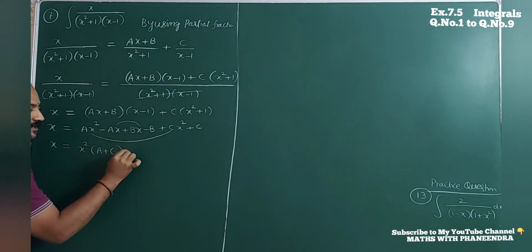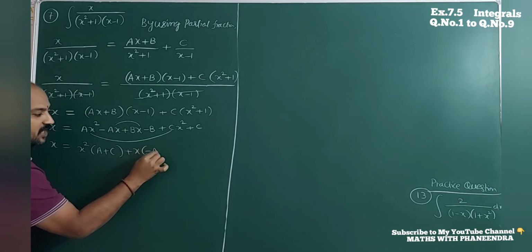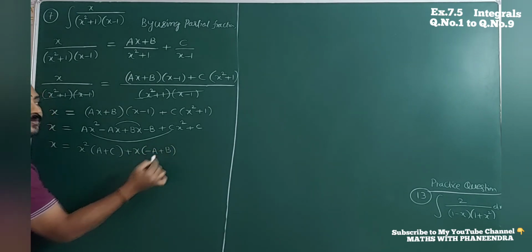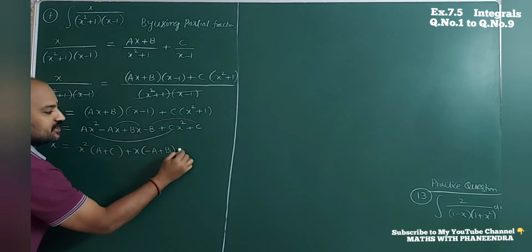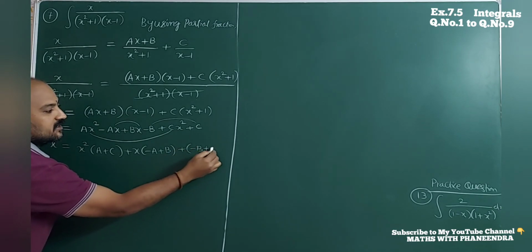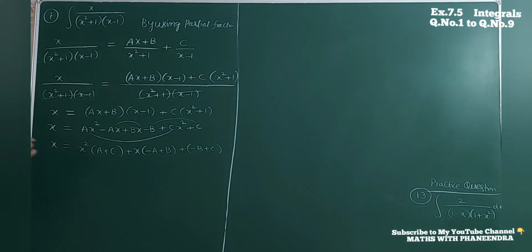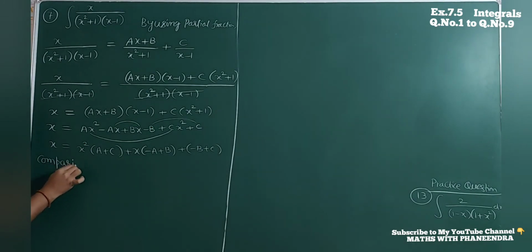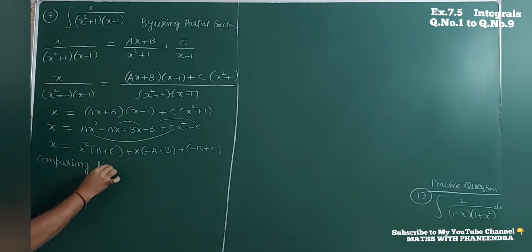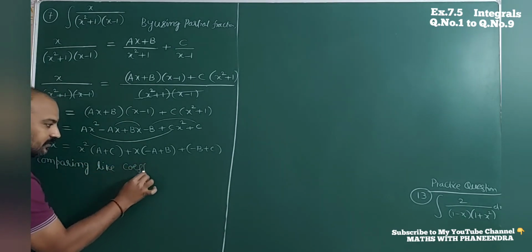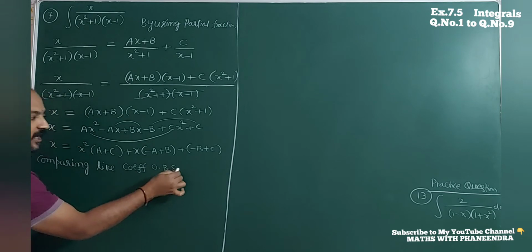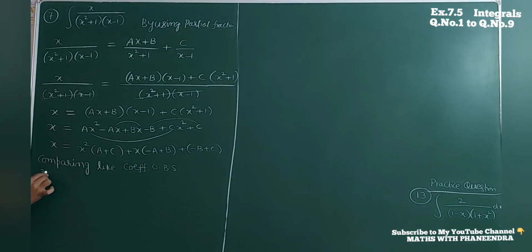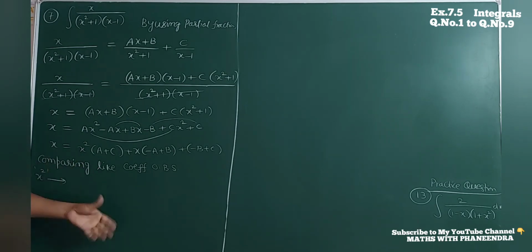From these two, x take common, minus a plus b. From these two constants, minus b plus c. Comparing like coefficients on both sides. Here I am putting that arrow mark for x square coefficients. The arrow marking means we are comparing both sides' x square coefficients.